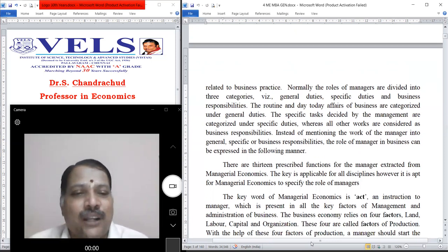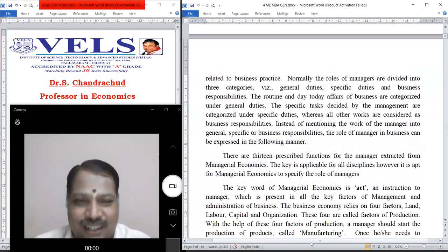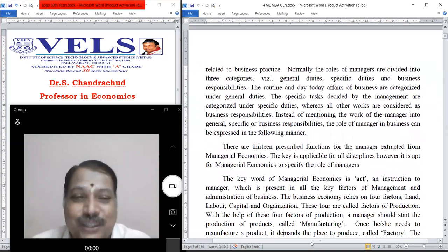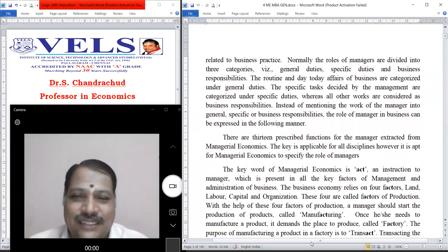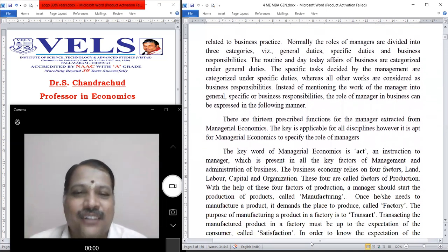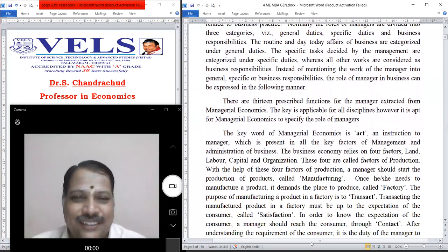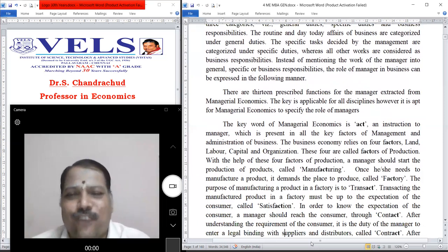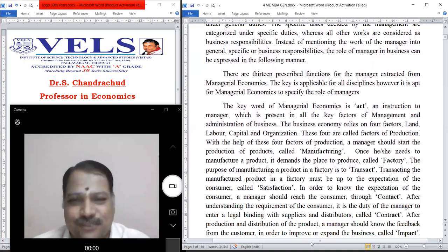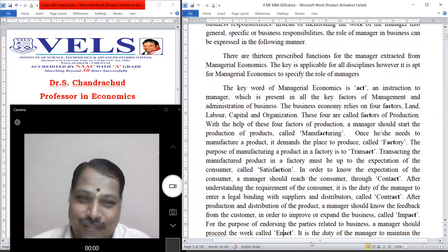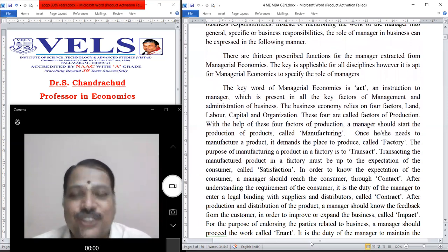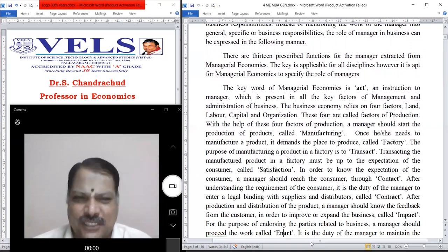Apart from these two, any other work the manager has to do is a general responsibility. Instead of describing the work of a manager as general, specific, or responsibility, there is one easy way the role of a manager can be expressed. There are 13 prescribed functions for a manager extracted from managerial economics. The key is applicable to all disciplines. However, it is for managerial economics to specify the role of the manager. The keyword of managerial economics is ACT, act. It is an instruction to the manager, which is present in all key factors of management and administration of business.